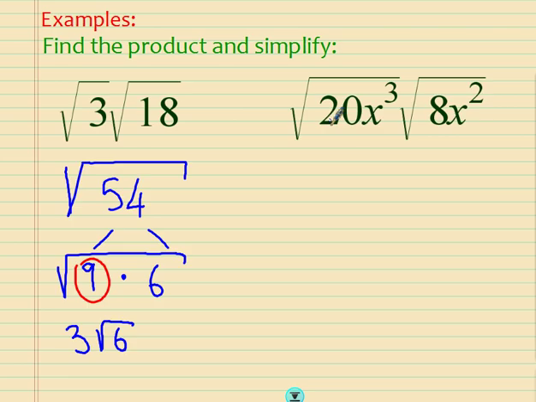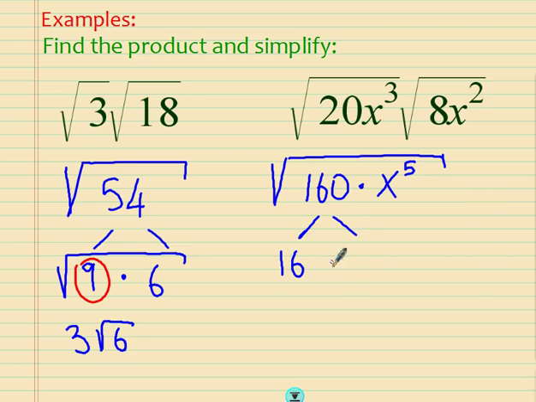Now, let's multiply our numbers with numbers and variables with variables. 20 times 8 makes 160. X cubed times x squared. During multiplication, when bases are the same, we add the exponents. At this point, we're going to try to find perfect squares. 160 is 16 times 10. X to the 5th power can be split into x to the 4th power and one more x.